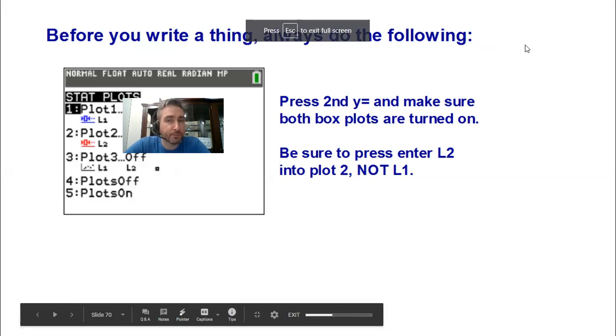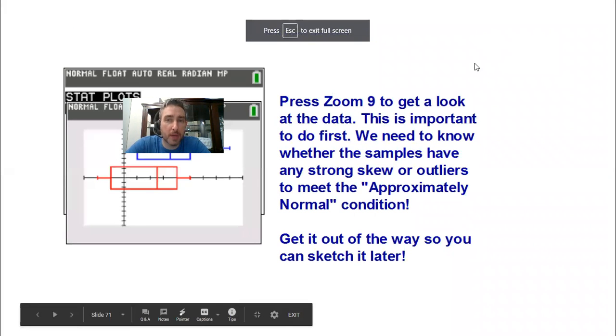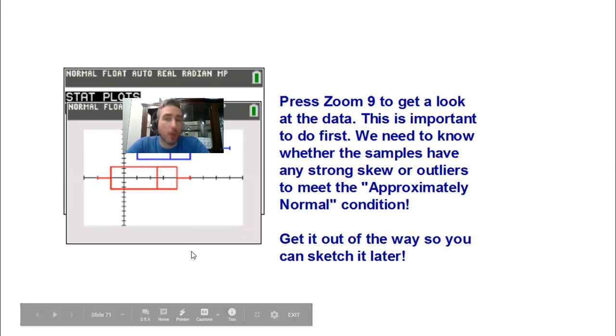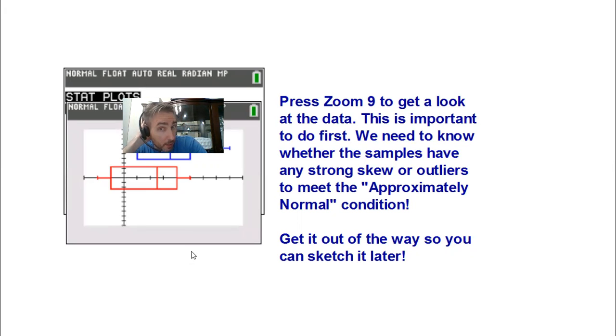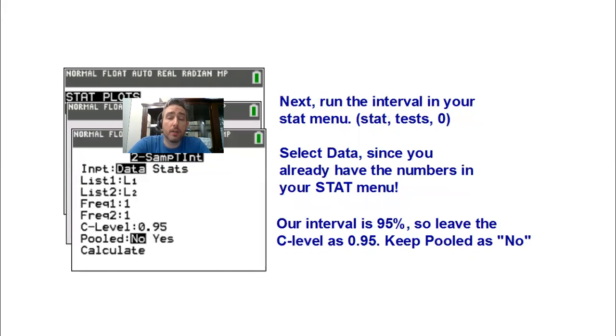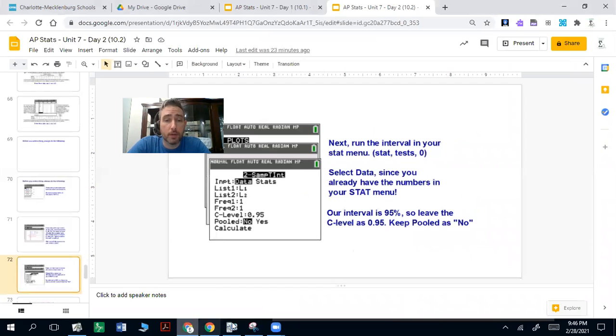So we want to do zoom 9, get a look at the data. We need to know whether the samples have any strong skew or outliers to meet the approximately normal condition. Get that out of the way first. You don't have to write that down yet, but get it out of the way first. Then you want to run the interval.